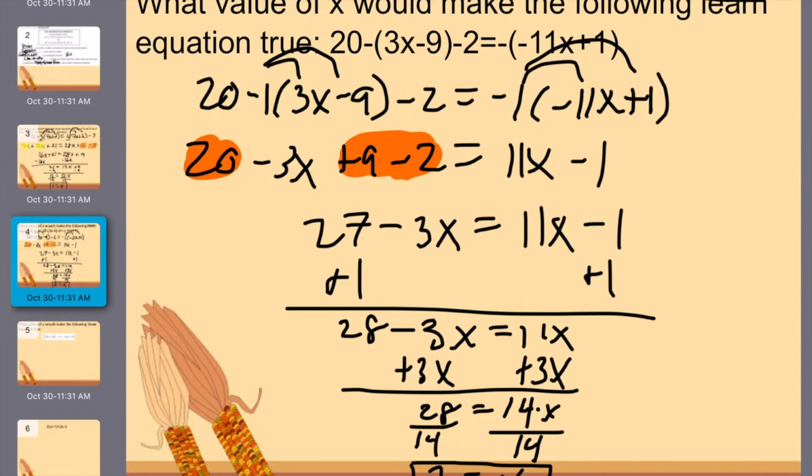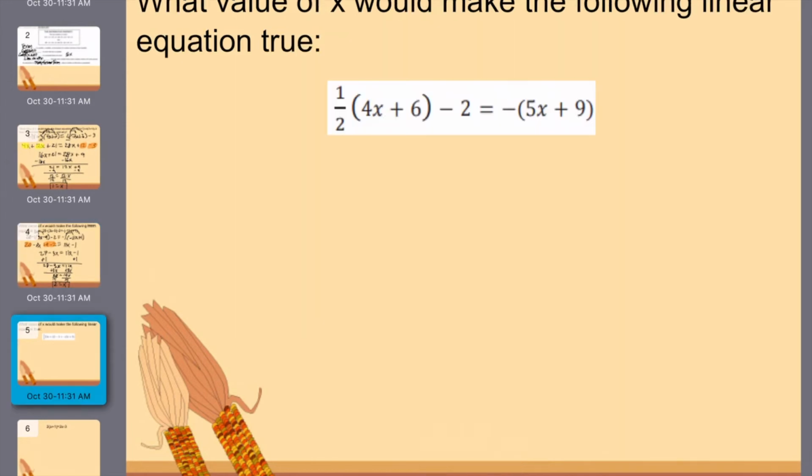I've got 2 more examples, so let's get into it. In this case I have a fraction, but there's really nothing that should be super concerning because I can still distribute fractions like I would distribute any other number. So I know here I need to distribute this 1/2 to 4x, and I also need to distribute the 1/2 to 6. Remember, this is like a negative 1 on my right-hand side here that needs to be distributed to the 5x and distributed to the 9.